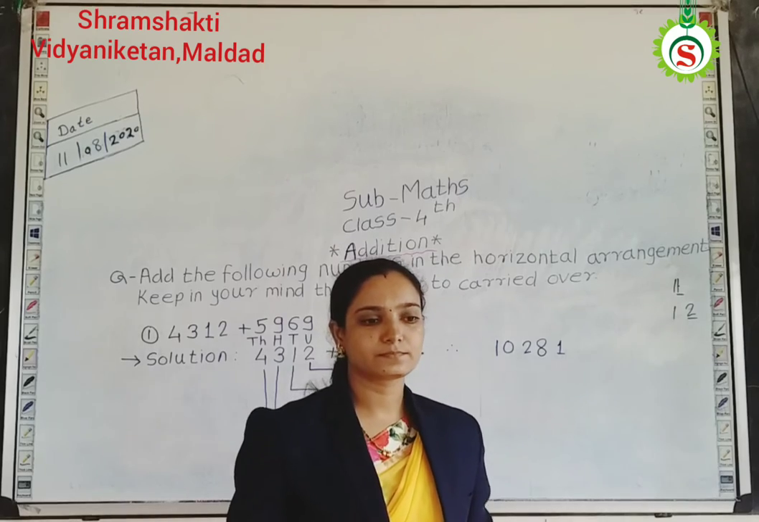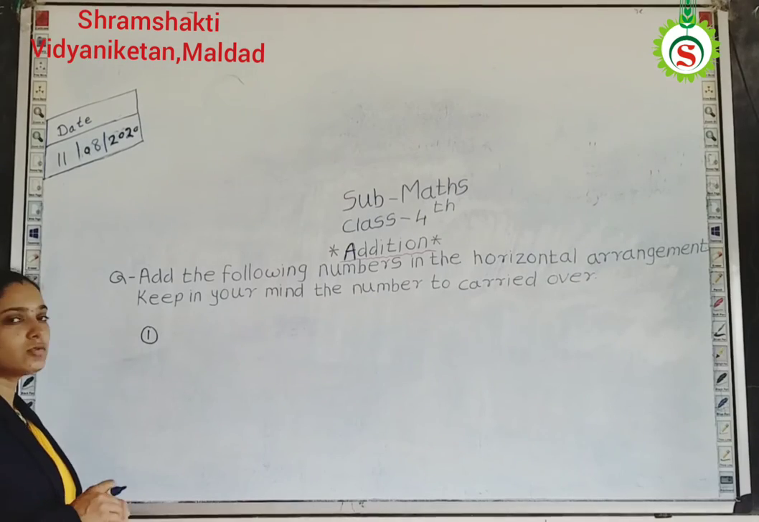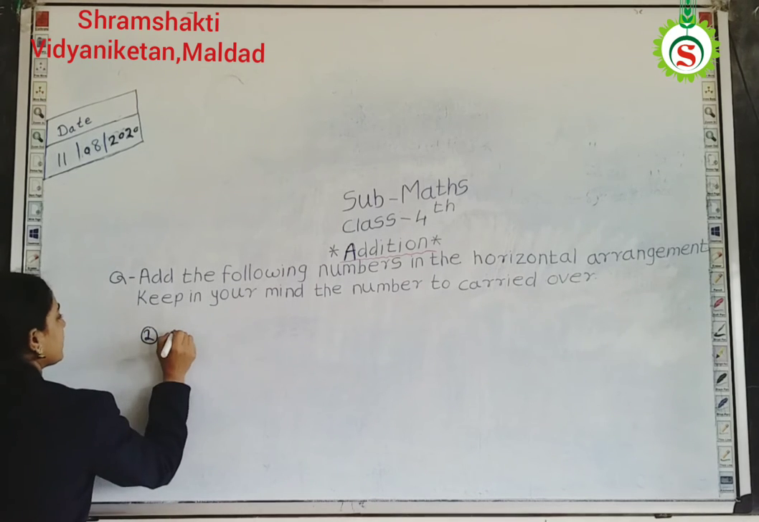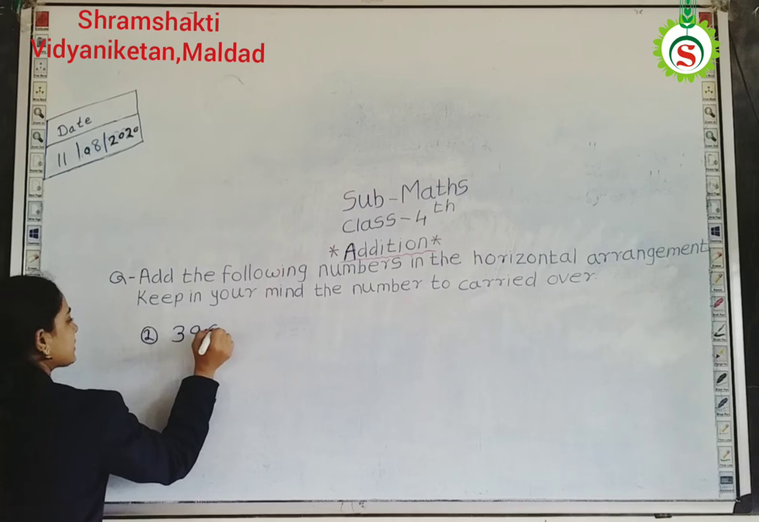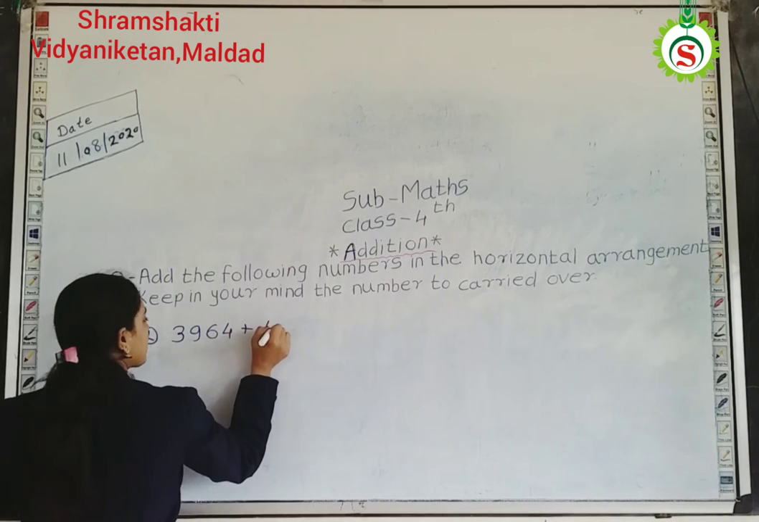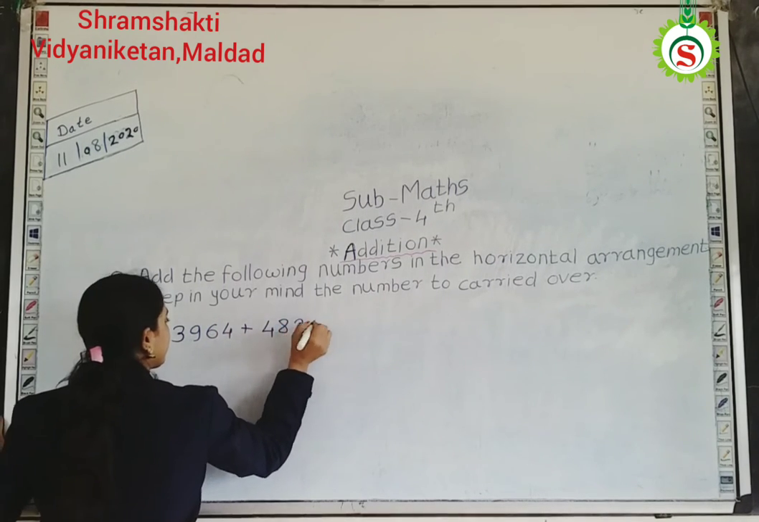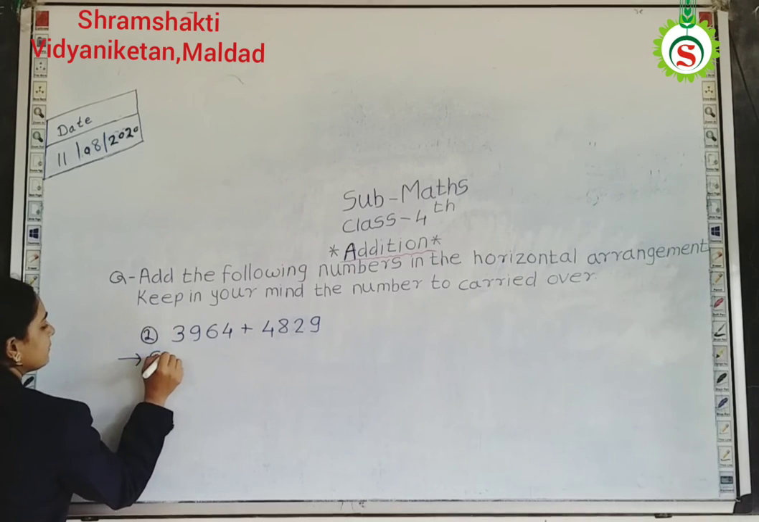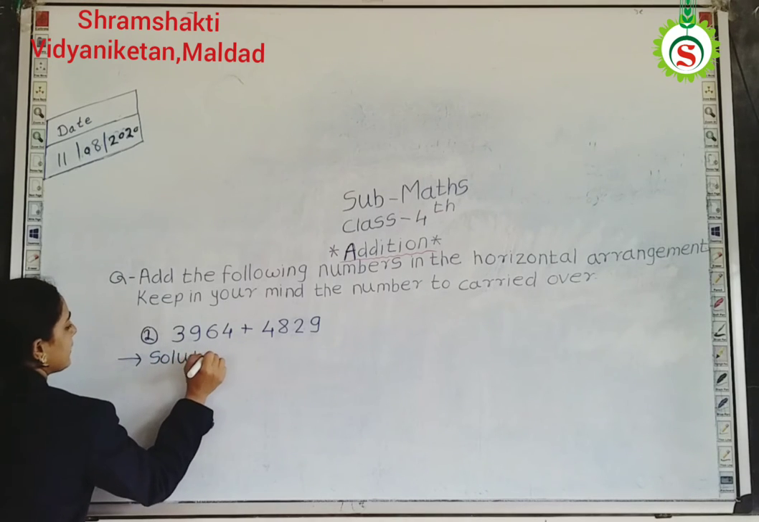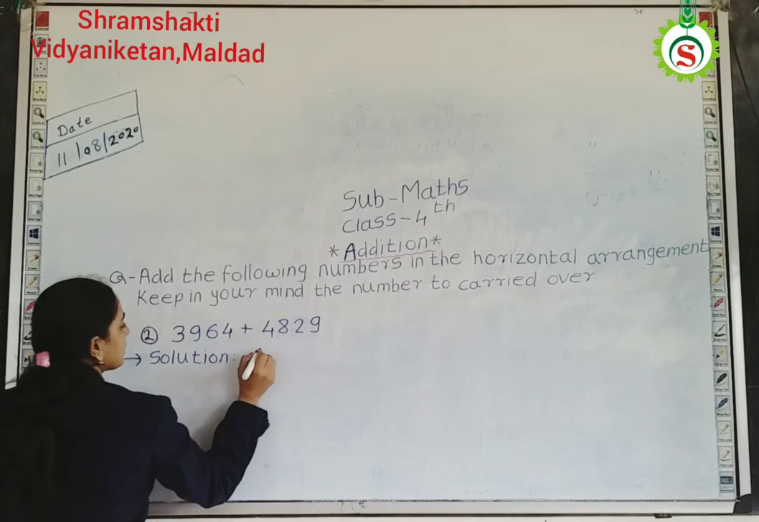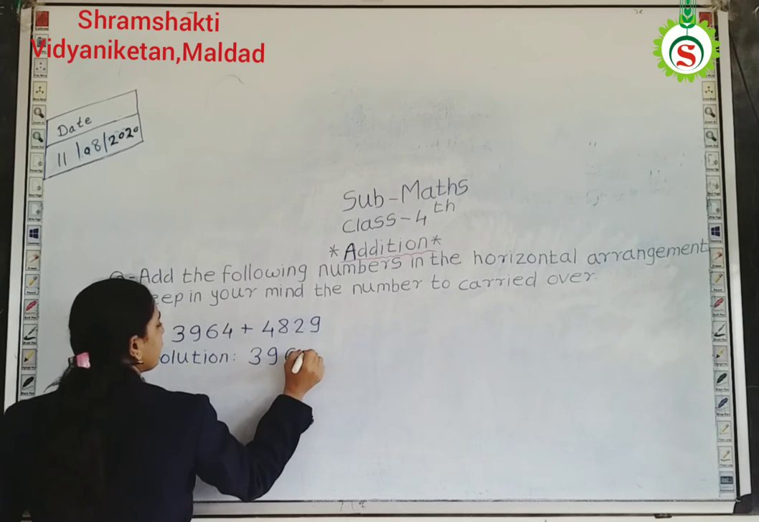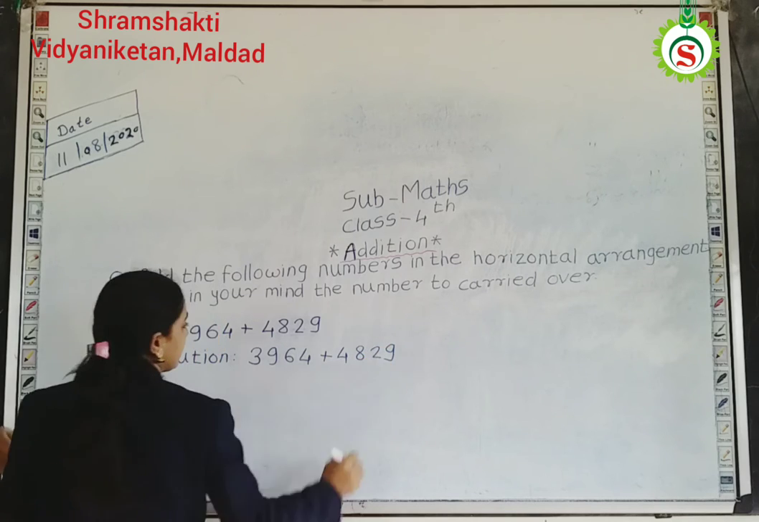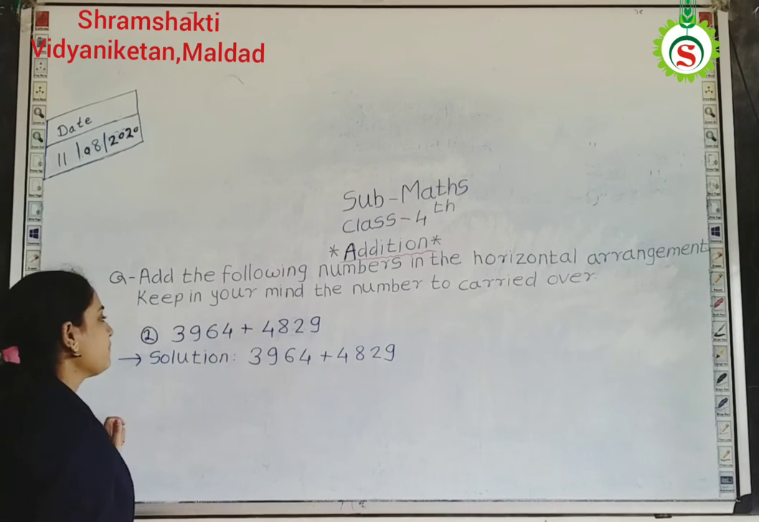Look here. Now students, example number 2. 3,964 plus 4,829. Again same process. Solution. Write the given example as it is. 3,964 plus 4,829. After that, which step?